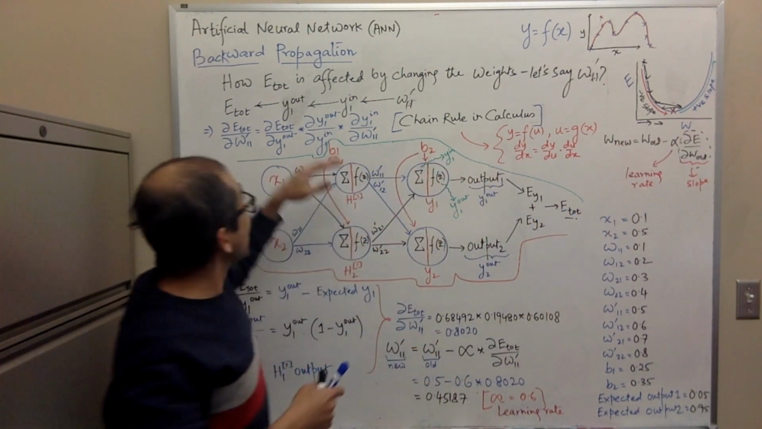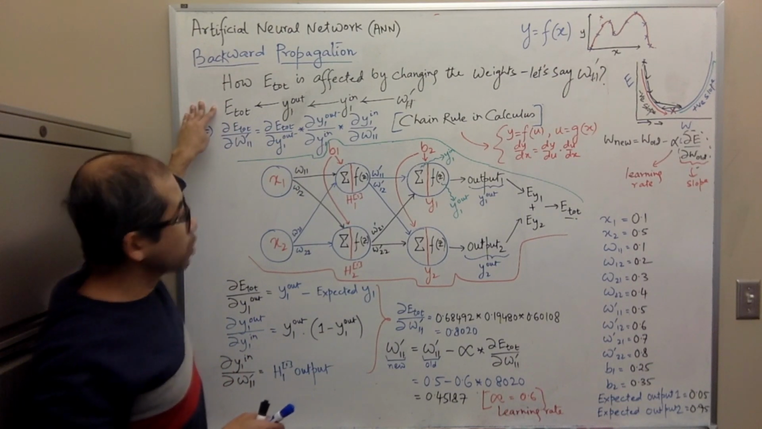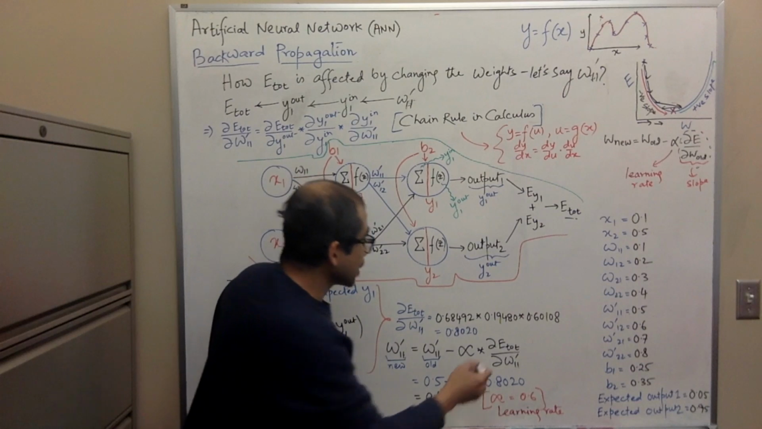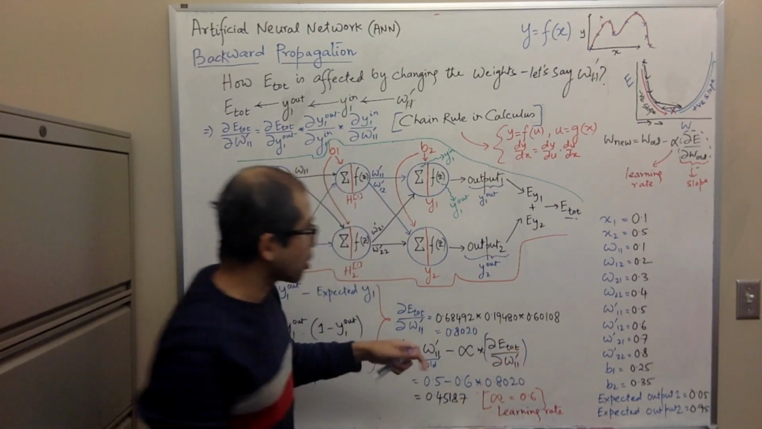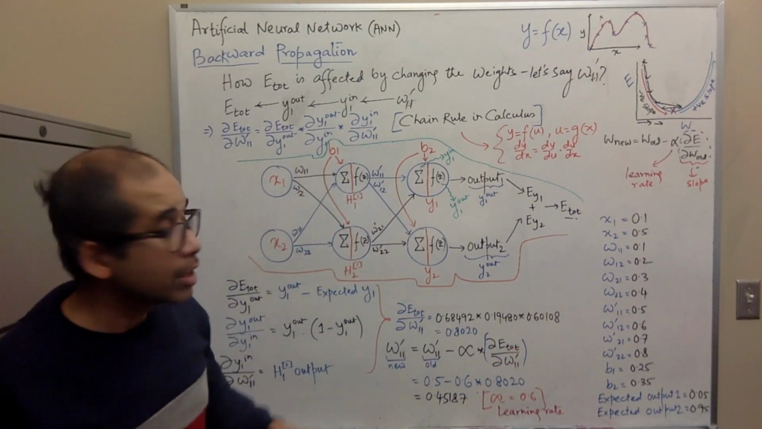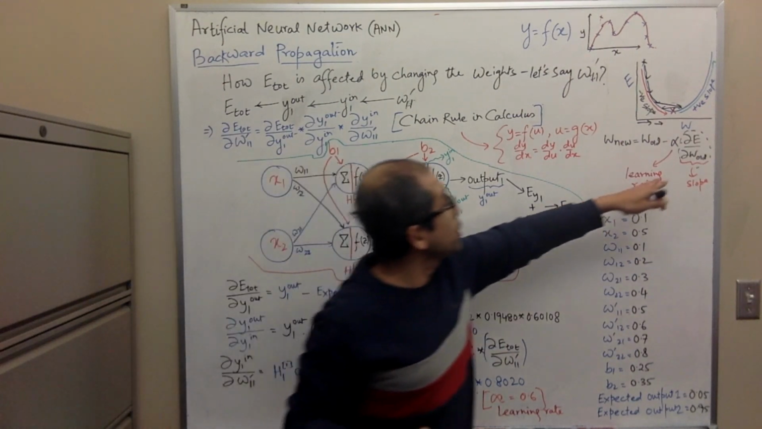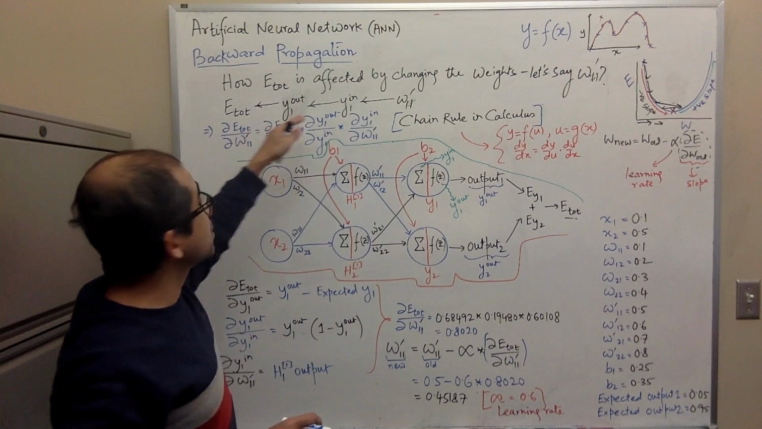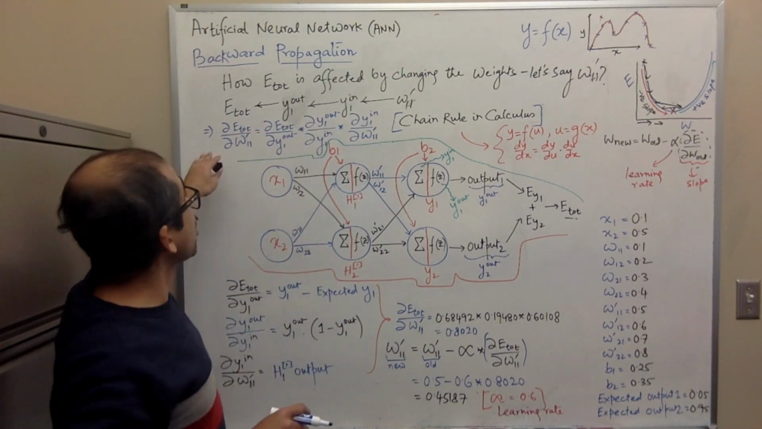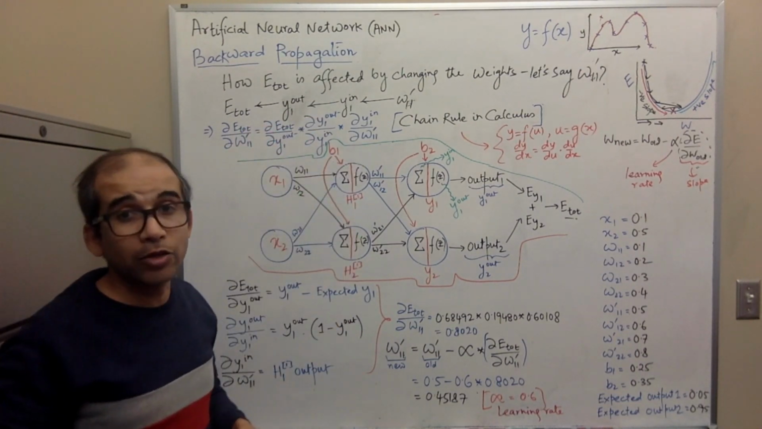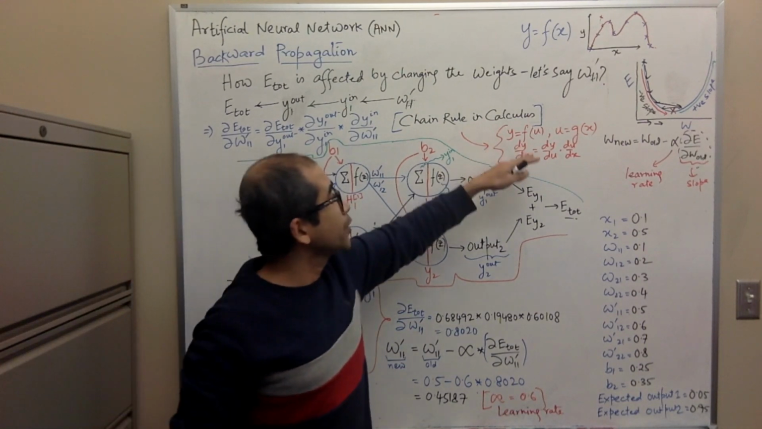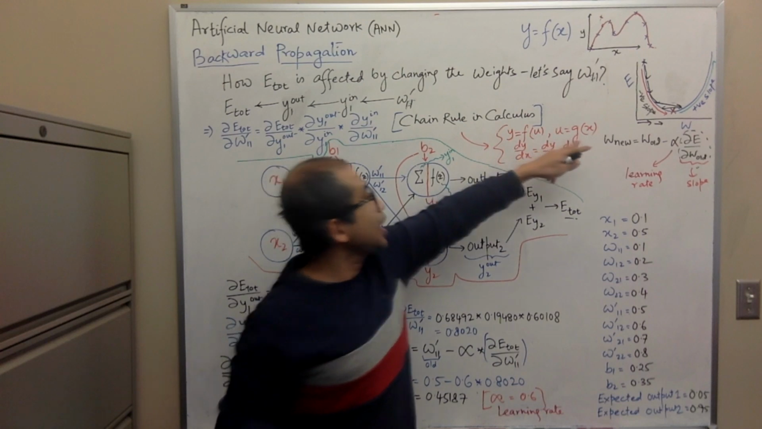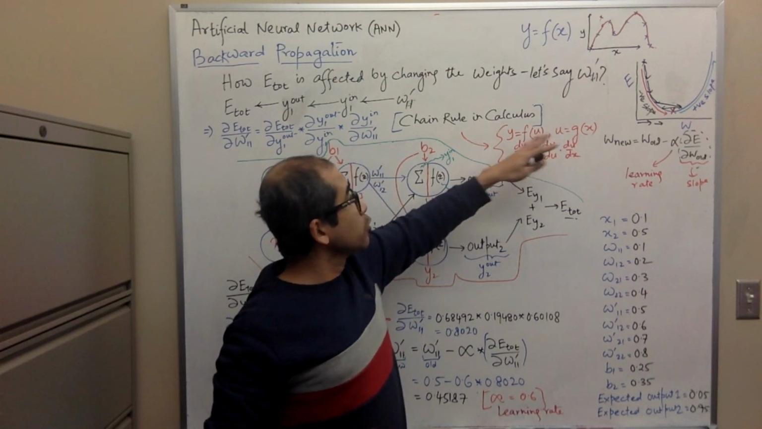But we cannot calculate del E tot divided by del W prime 11 directly, because there are multiple dependencies. We can do it only using the chain rule in calculus. When y equals f of u and u equals g of x, then if we want to calculate dy dx, we have to use that dependency.